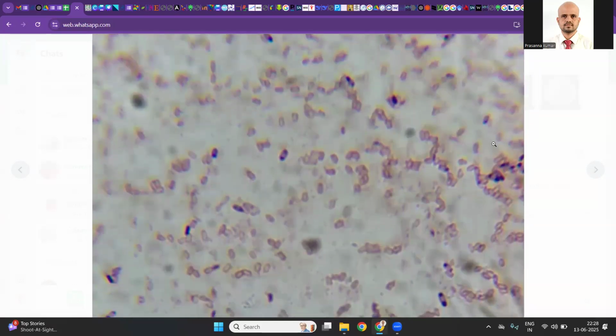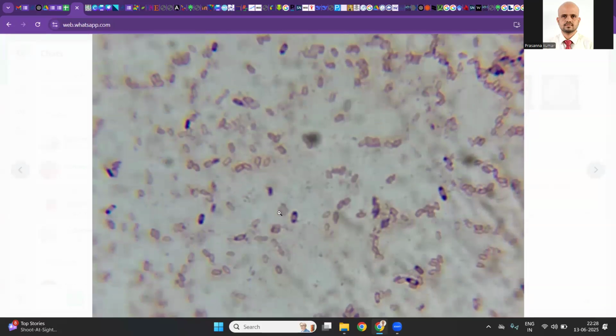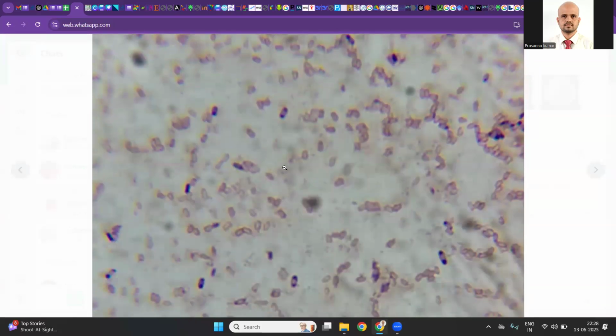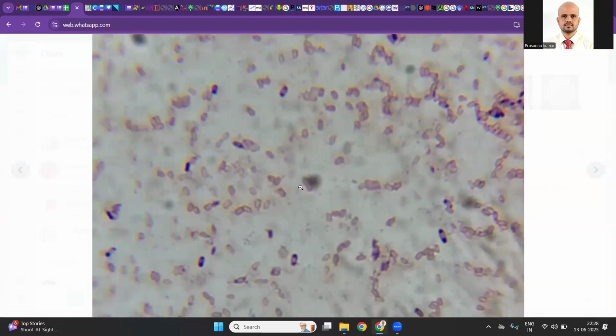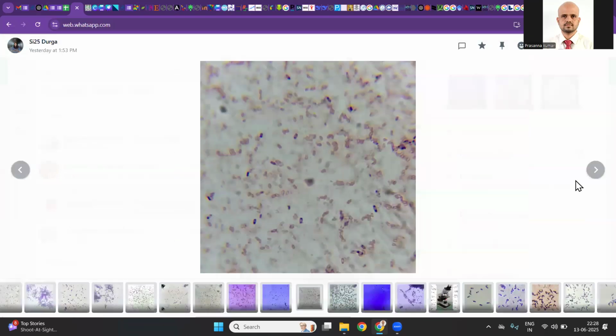Whichever cell has been thickly stained purple, they are actually endospore-forming cells. And the vegetative structures that got disintegrated, leaving the endospore in the environment, now called exospores, are actually weakly stained. Okay.